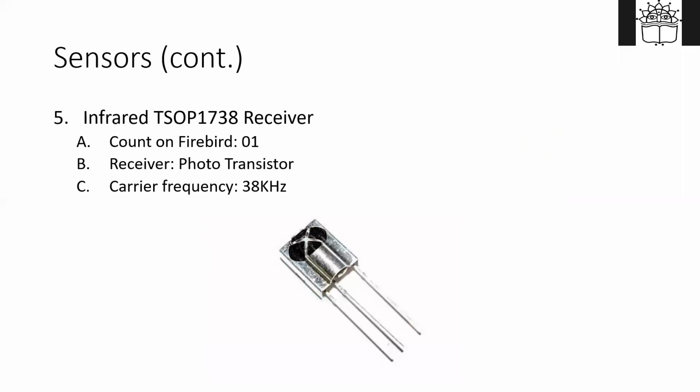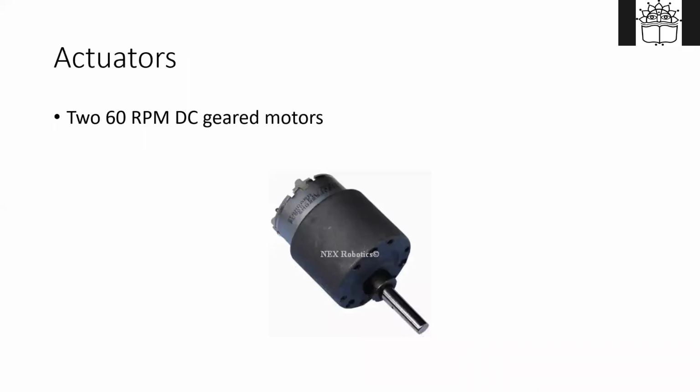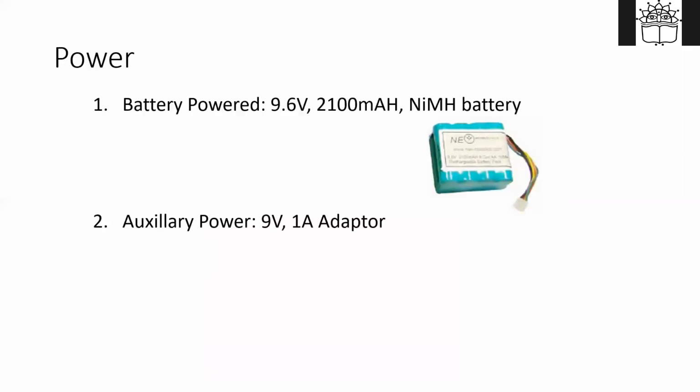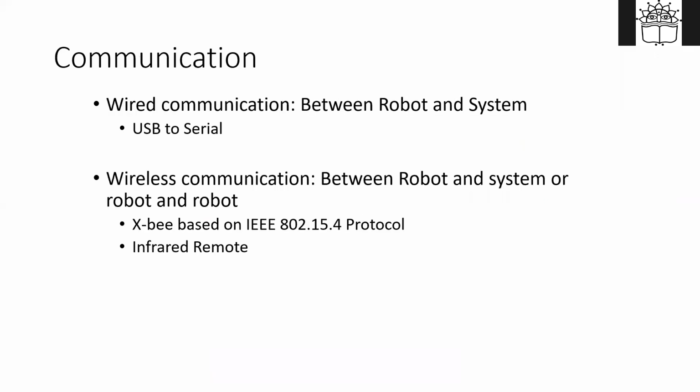This is the photograph of the infrared receiver. This is a 60 RPM DC geared motor. And as I mentioned earlier, we can do programming in embedded C. These are the details of the battery and adapter. The battery is 9.6 volt and 2100 milliampere hour, and this auxiliary power, that is the adapter, is 9 volt 1 ampere.